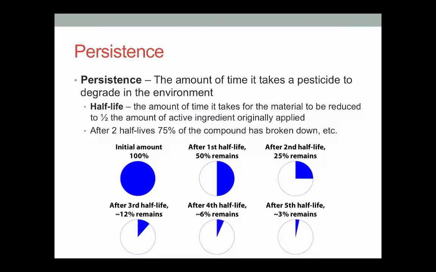So basically, when we apply it, we are theoretically at 100% of the total amount of active ingredient. How long does it take for half of that, or 50% of it, to disappear?